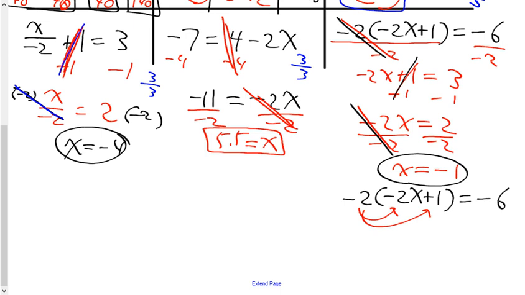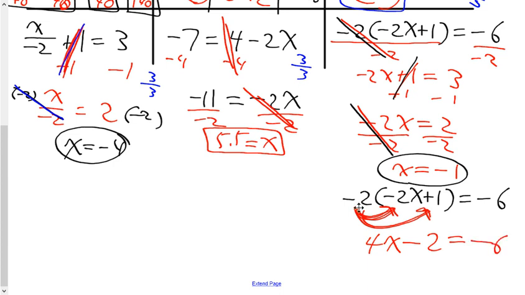So -2 times -2x is what this first arrow is telling us in our distributive property. And if I think about ignoring the signs, if I had 2x and I doubled it, I'd have 4x. We all know that. And a negative times a negative is a positive. So -2 times -2x is +4x. And the second arrow says, what is -2 times +1? It is -2. So that's what we'll have for this, equals -6.